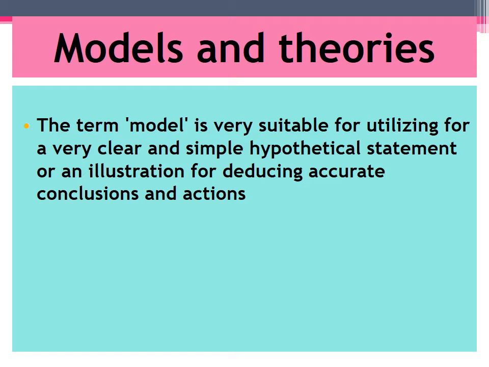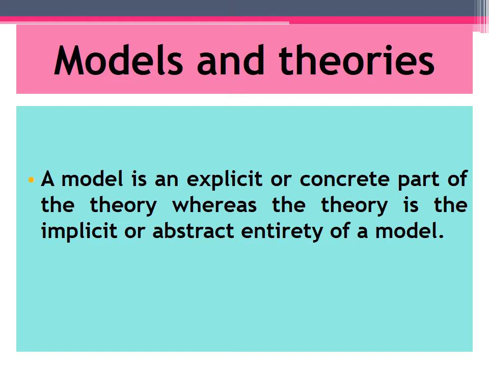Another explanation of a model is a three-dimensional representation of a person or thing or of a proposed structure, typically on a smaller scale than the original. Another definition: a model is an explicit or concrete part of the theory, whereas the theory is the implicit or abstract entirety of a model. You can say this is the difference between model and theory. Again, a model is an explicit or concrete part of the theory, but the theory is the implicit or abstract entirety of a model.